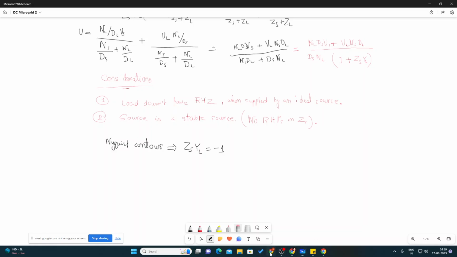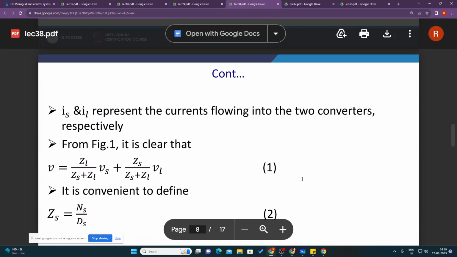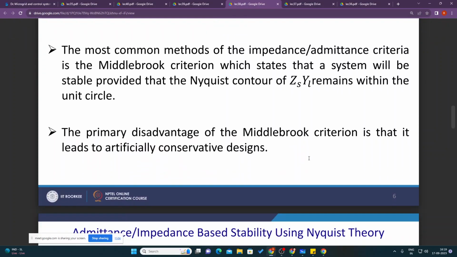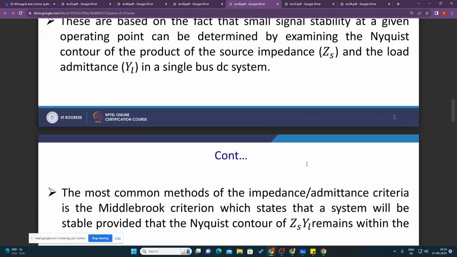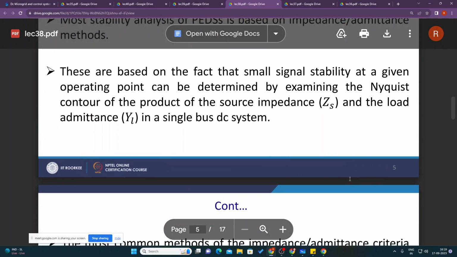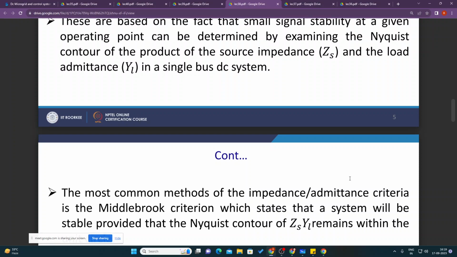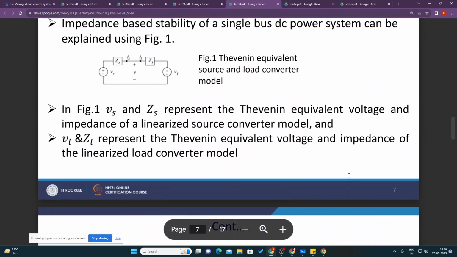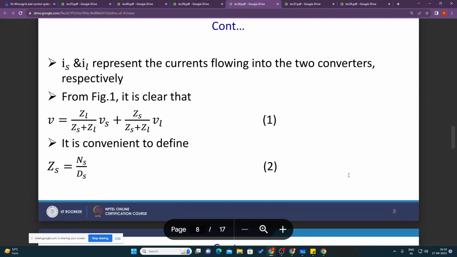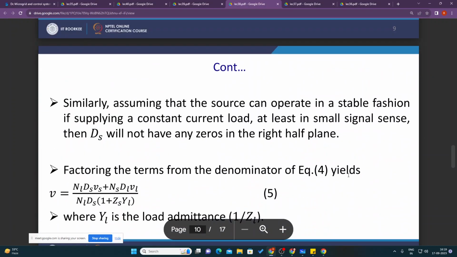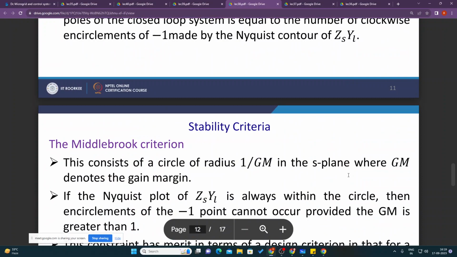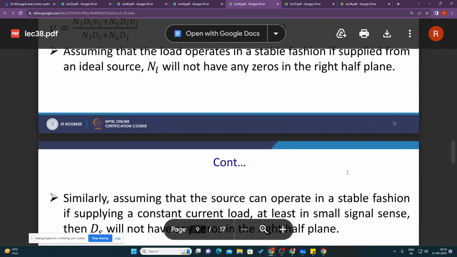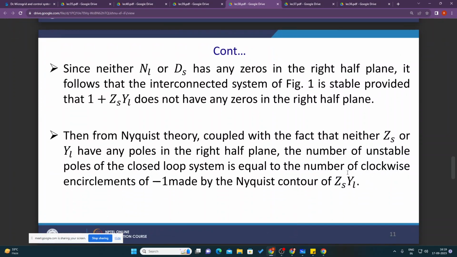So that is the Middlebrook criterion. But in case of source you can say it will be a stable source, while in case of load you cannot always say that there is no right half zero. There may be a right half zero in the load. As I said, in the buck-boost converter right half zero crops up. So that's why this criterion is not that much used.